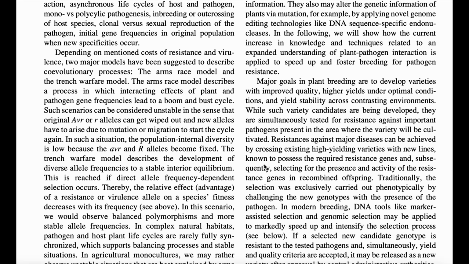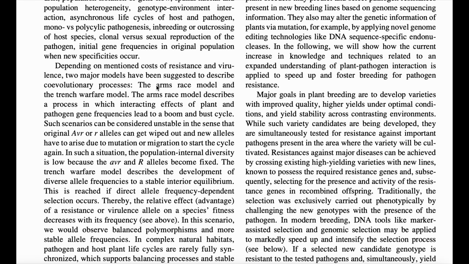We will see here, yes, one is arms race model and the other is trench warfare model. So what is this arms race model? Arms race is the continuous cycle of new resistance and new virulence, but it is unstable. So what happens in arms race? It describes a process in which interacting effects of plant and pathogen gene frequencies lead to boom and bust cycle. This is one of the examples of arms race model.